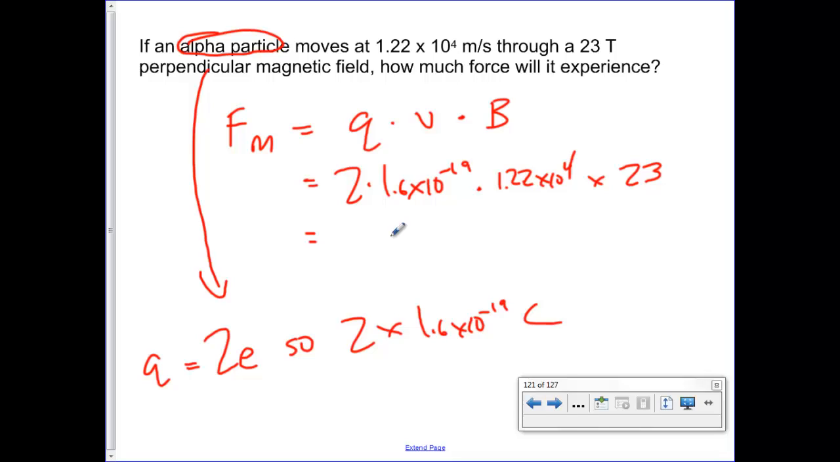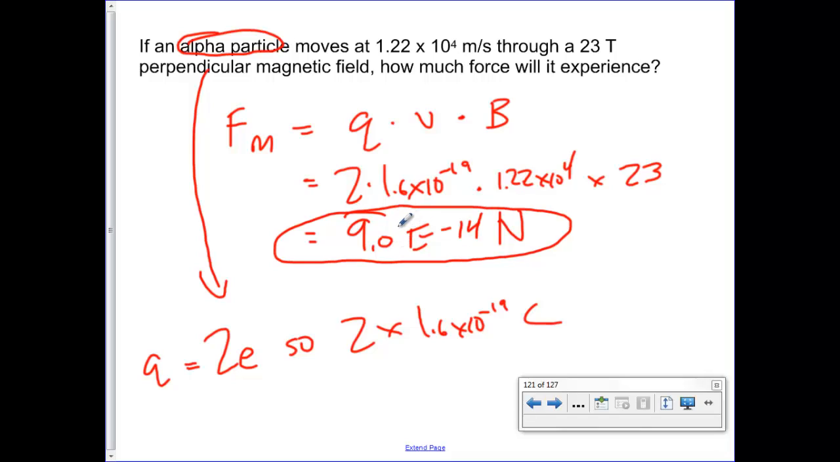I got 8.97 times 10 to the minus 14. So yeah, 9.0 times 10 to the minus 14. And this will be in Newtons now, because we're talking about force. Does that work? Okay.